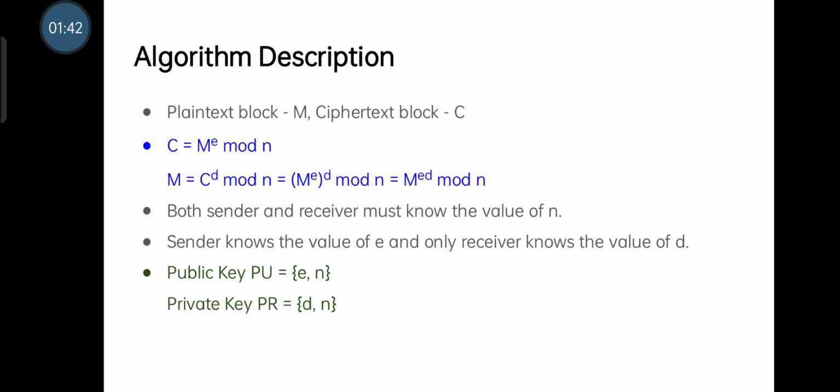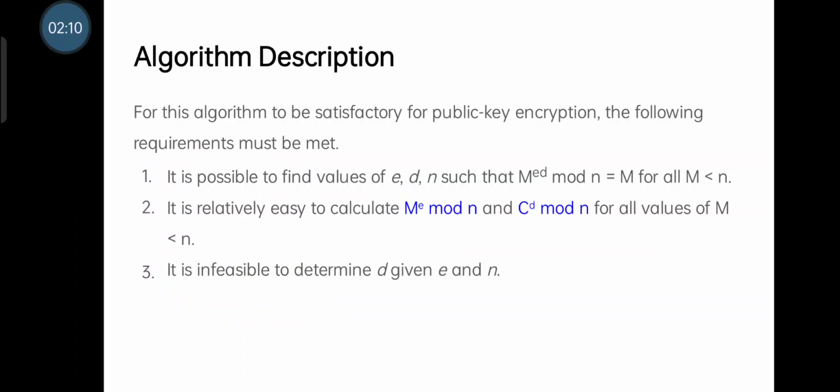So this is the algorithm. For ciphertext, C is equal to m power e mod n, and m is equal to c power d mod n. Both the sender and the receiver must know the value of n. The sender knows the value of e, and only the receiver knows the value of d. So the public key PU is equal to e comma n, and the private key PR is equal to d comma n. The algorithm should satisfy that it is possible to find values e, d, n such that m power ed is equal to m mod n, and it is relatively easy to calculate m power e mod n and c power d mod n for all the values.